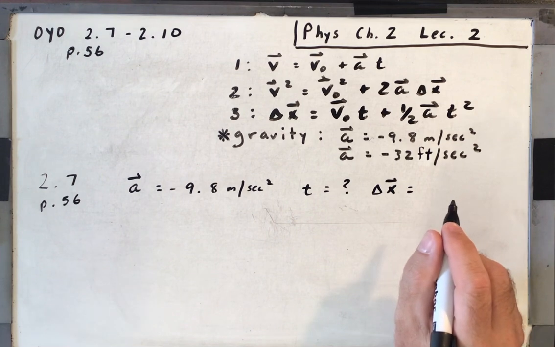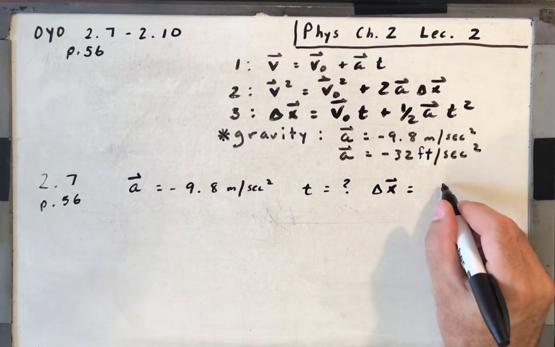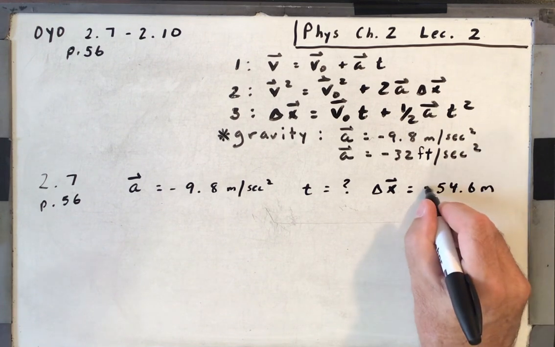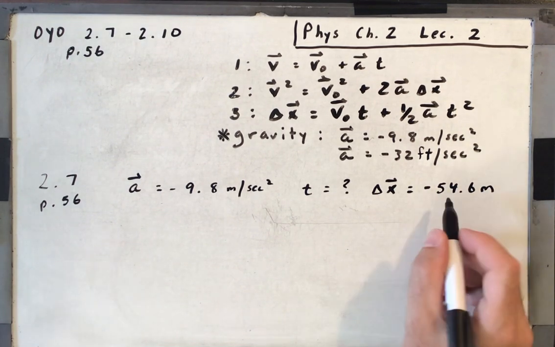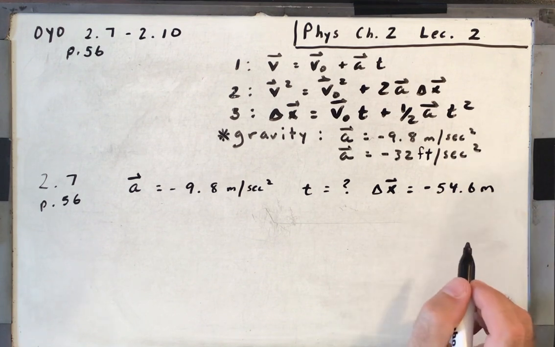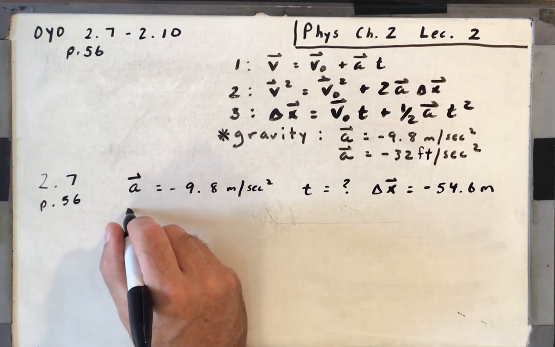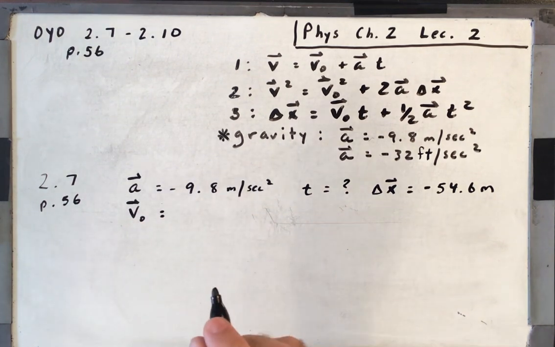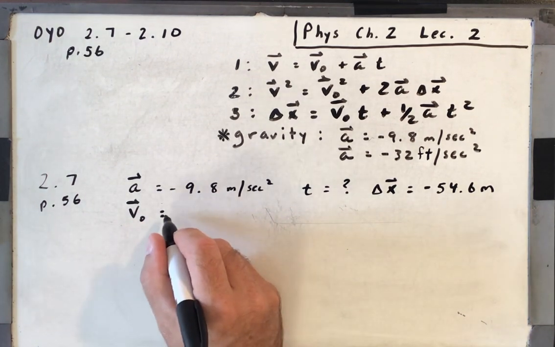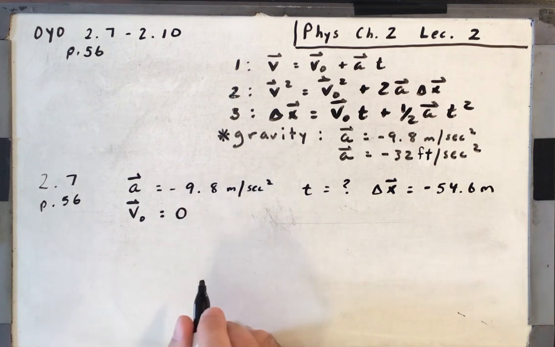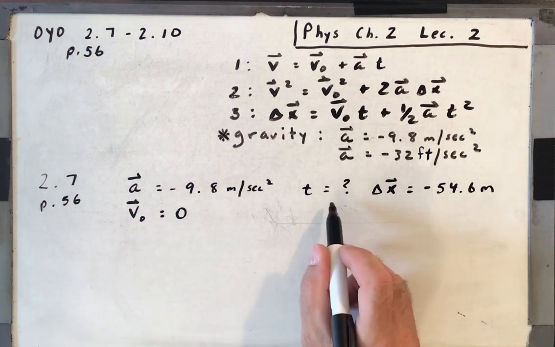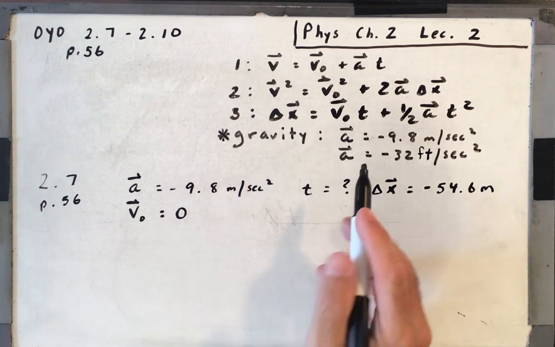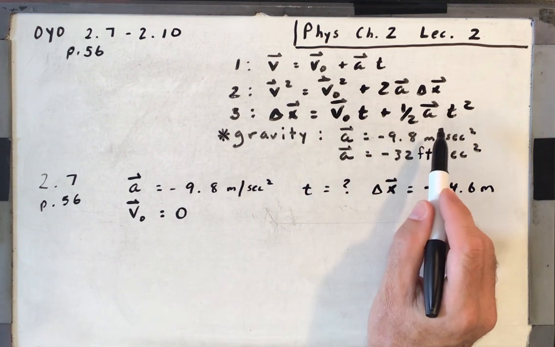Well, it fell the height, which is 54.6 meters, but you got to be careful. It's falling down, so displacement is negative. That's the most common mistake right there. And we know that the initial velocity, the person didn't throw it down, they just dropped it. So it started out with a velocity of 0. So if we want time, we know displacement, we know initial velocity, we know acceleration. We'll end up using equation number 3.